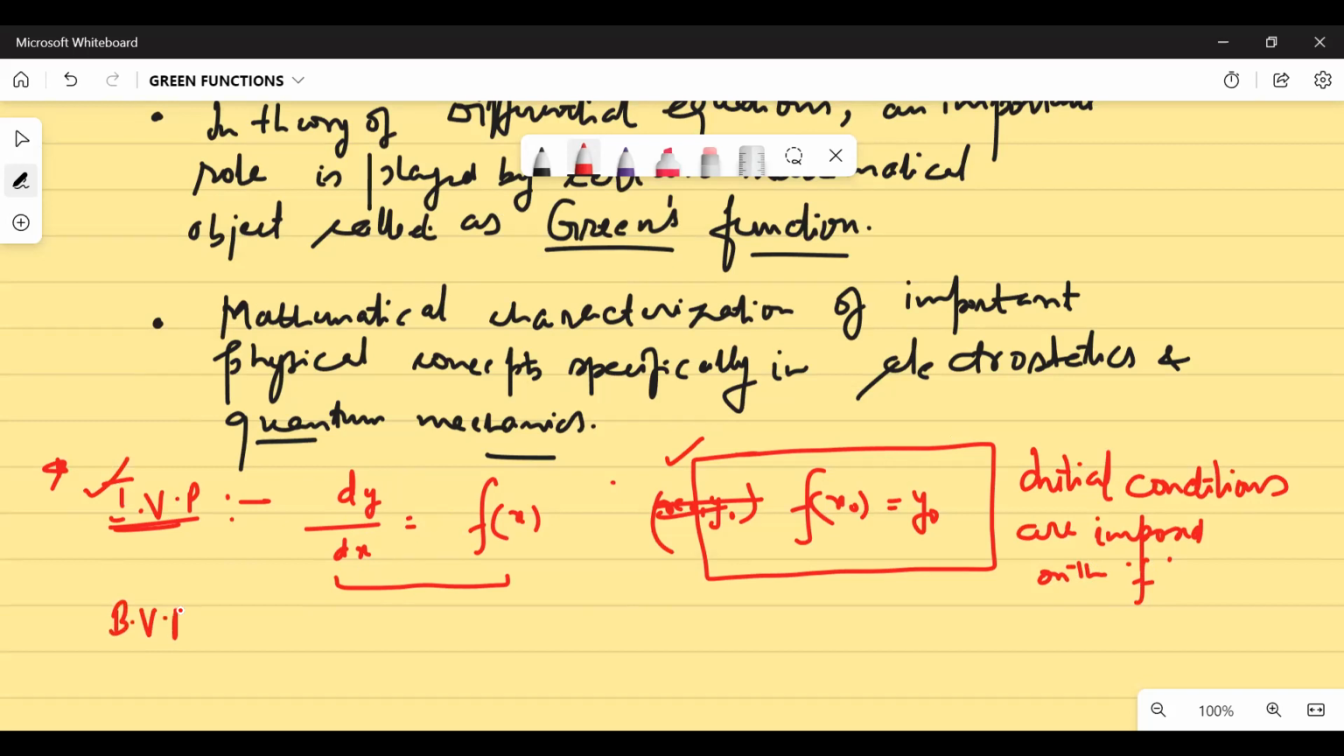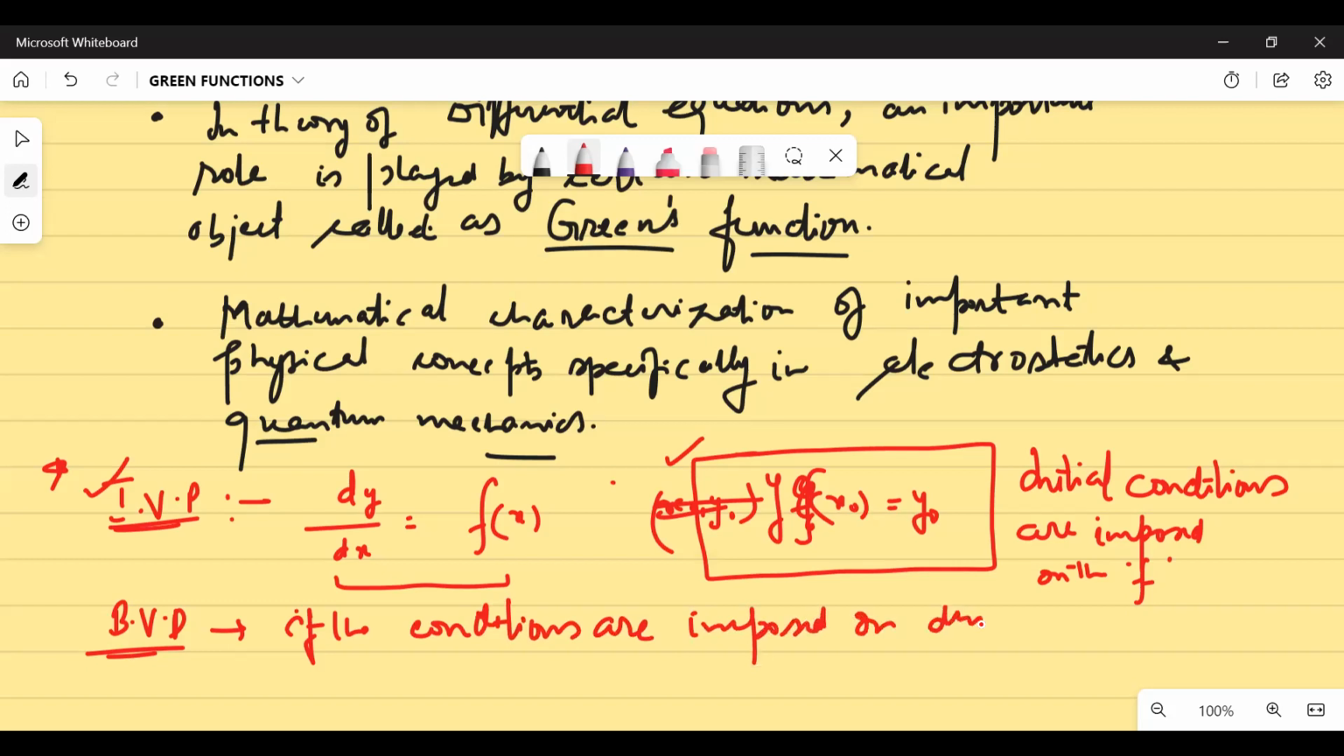But if, given that y of x naught is some y naught, these conditions are imposed on the derivatives also, then I would say that this forms a boundary value problem. I'm not giving you the exact definition, but just trying to make you accustomed to the word, because I'll be quite frequently using this word called boundary value.